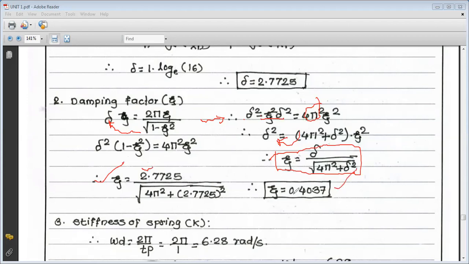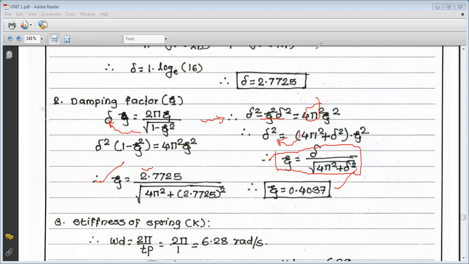Now that value of zeta is 0.4037. Now your system is given as underdamped, so the value of zeta should be less than 1. It should be less than 1. Now we get the damping factor. Now we have to find out the stiffness and damping coefficient.